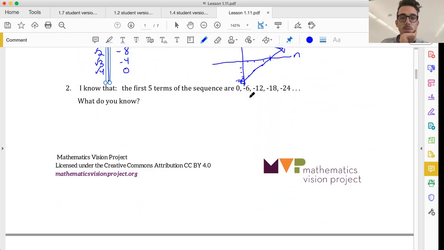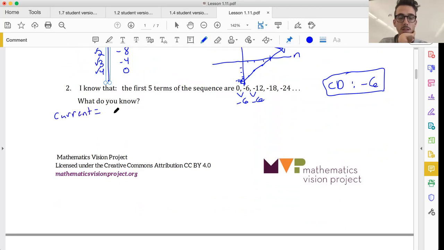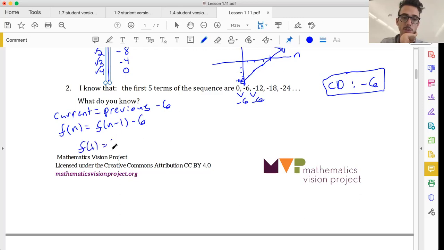2, we got 5 terms in the sequence. This is subtracting 6, subtracting 6. So right off the bat, I can say my common difference is going to be negative 6. What else? I know that I could go and talk about this in words, saying that it's going to be the current is the previous minus 6. So that's in words. I could then take it further and say that f of n equals f of n minus 1 minus 6. I know that f of 1 is going to be 0. So that's our recursive.